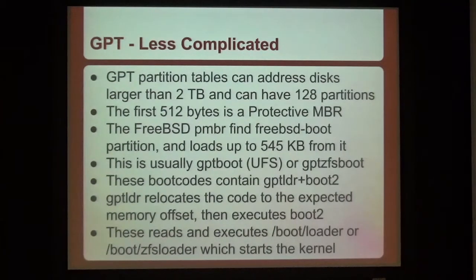And so in that freebsd-boot partition, you would either put gptboot if you're using UFS, or gptzfsboot if you're using ZFS. And those two files are basically concatenations of boot1, which is a bit more assembly, and boot2, which is a compiled C program. And the first part of that, the GPT LDR, would then relocate the boot2 code from where the PMBR loaded it to the right spot, and then jump to it and execute it. And then once either of those boot2 fires up, it would load the loader or the zfsloader, depending on whether it was UFS or ZFS.